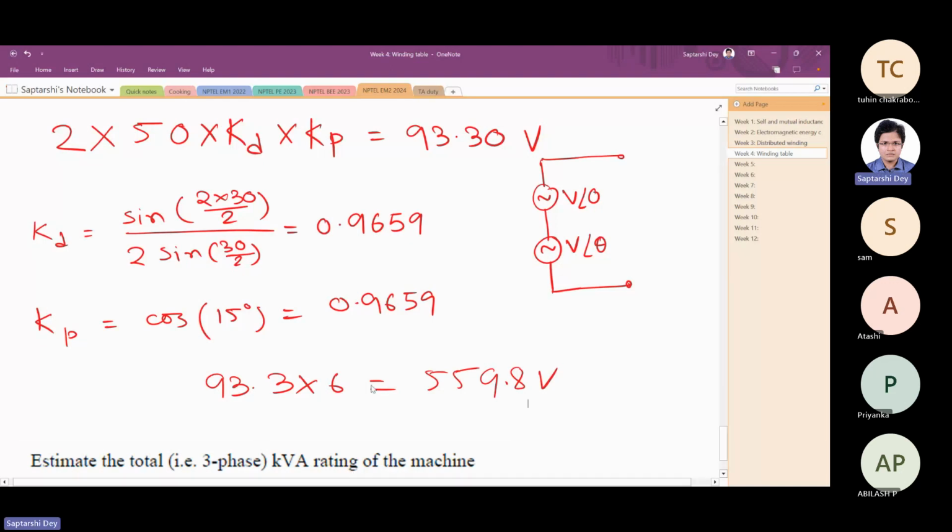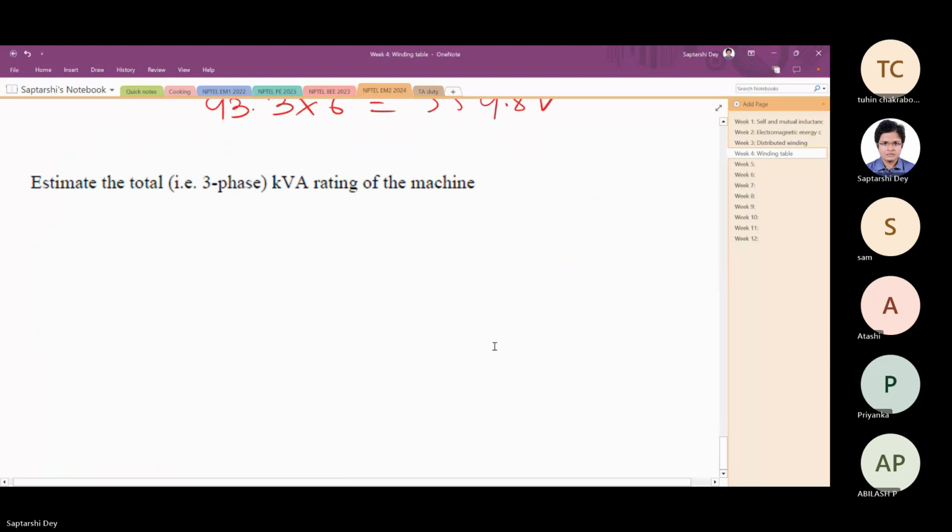Now the final question is kVA. Now you see maximum kVA. We solved two problems. One is maximum current, where we took the groups to be in parallel to get maximum current. Then to get maximum voltage, we put the coil groups in series. Now the machine cannot have both. They are either parallel or series. So we will do both. First, the coils are parallel.